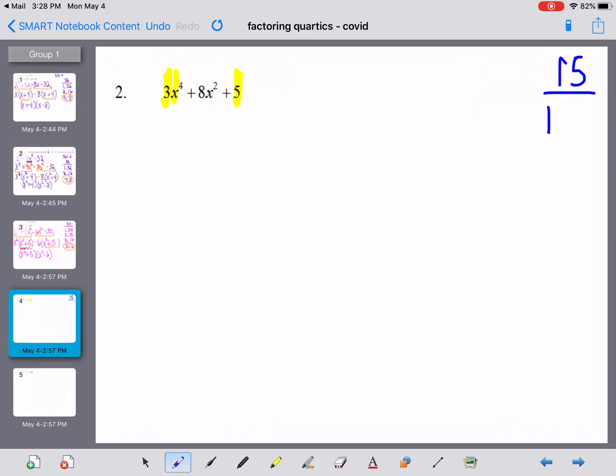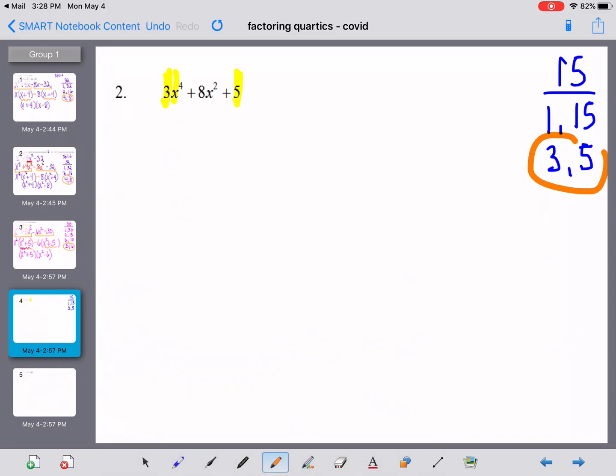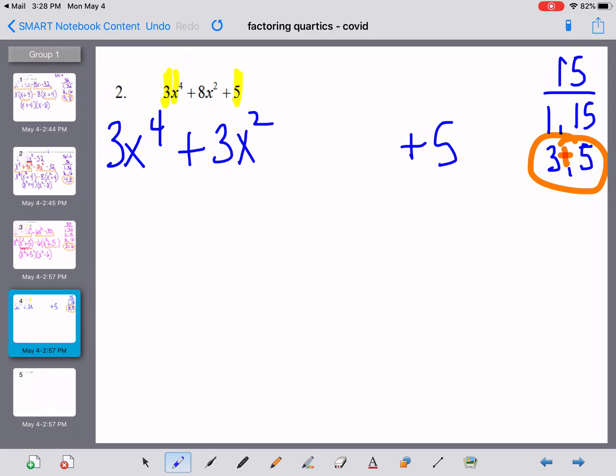And the factors of 15 are 1 times 15 and 3 times 5. And we're looking for what's going to combine to be 8. And what we know here in this particular problem is that 3 and 5 are going to combine to be 8. And in fact, we're going to add. It's nice that they're all pluses in this problem. And it's 3x to the 4th plus 5. And then when we split the middle, it's plus 3x squared, because the middle is a squared, plus 5x squared.